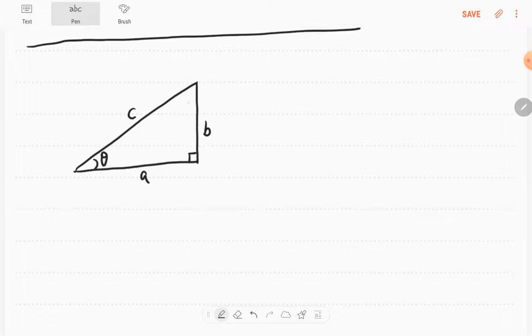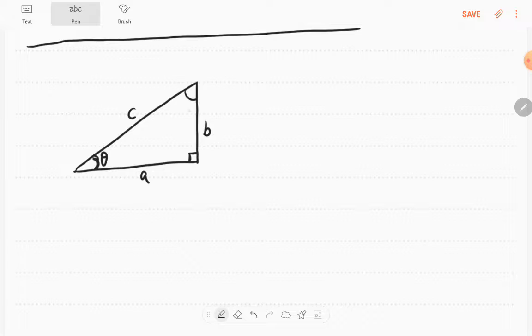In other words, the sum of these two angles should be equal to 90 degrees also, because the angles in a triangle should sum to pi or 180 degrees. Since here is 90 degrees, the sum of the other two should be 90 degrees or pi over 2.